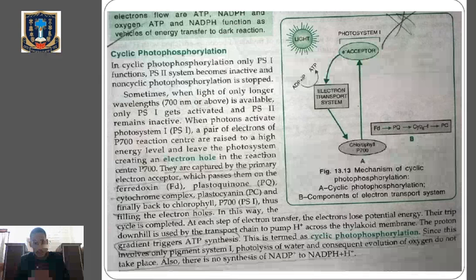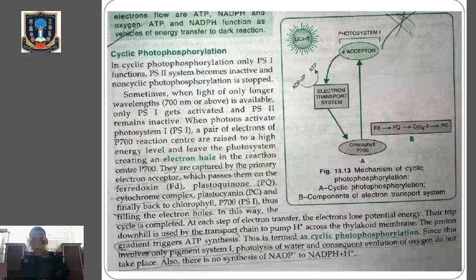Okay, so those electrons will be captured by the primary electron acceptor, which passes them on to the ferredoxin, plastoquinone, cytochrome complex, plastocyanin, and finally those electrons will come back to the chlorophyll P700 of PS1, thus filling the electron holes. In this way the cycle will be completed.